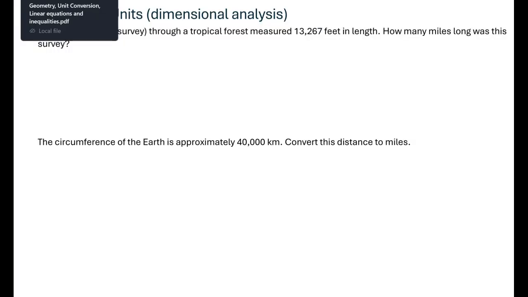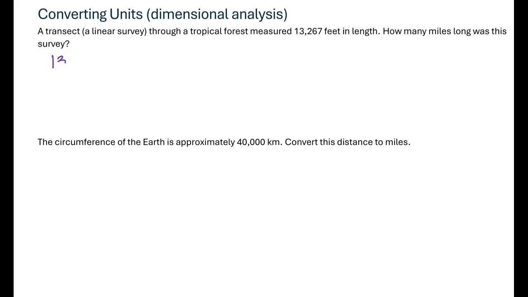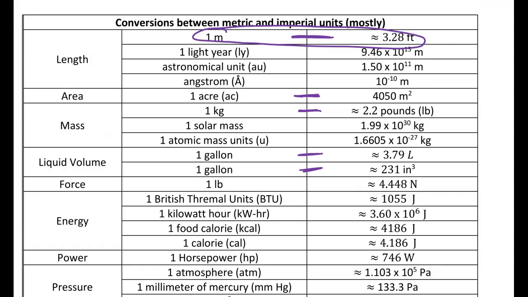Okay, so back to our example. The first one we have is that a transect through a tropical forest measured 13,267 feet in length, and we want to know how many miles that is. So we're trying to convert feet to miles. So I'm going to start with my 13,267 feet. And a lot of times I see instructors force people to put that over 1 just because we're going to do fractions work. I don't actually care if you write it over 1 or not, but if that helps you line things up, go for it.